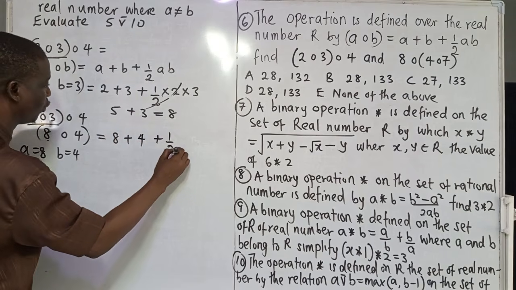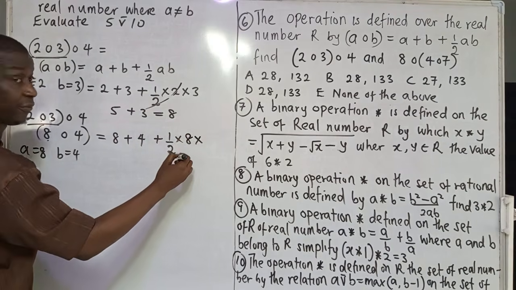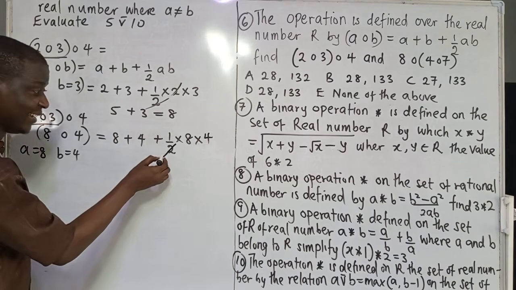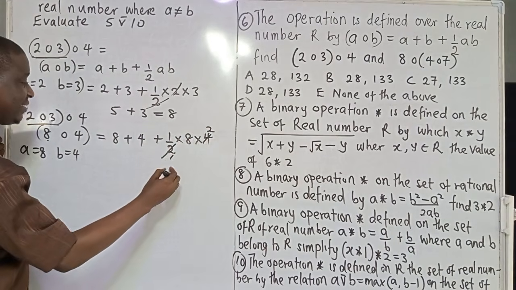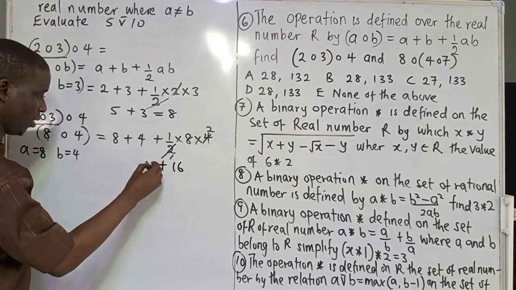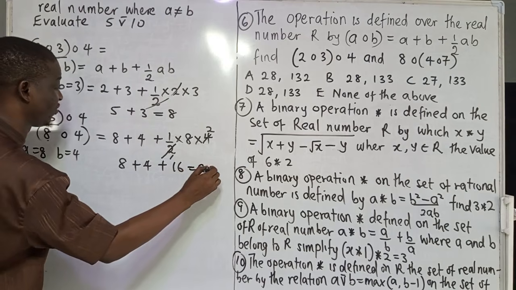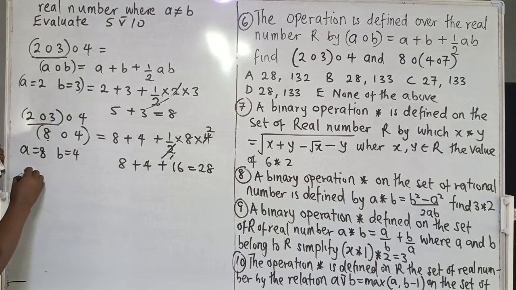4 plus 1 over 2 times what is our A? 8 times what? 4. I believe you are getting it. So this one will now be what? 2 times 1, 2 times 2. 2 times 8 is 16 plus what? 4 plus 8. 8 plus 4 is 12. 12 plus 16 is 28. We have gotten one. Then the other one now is what?